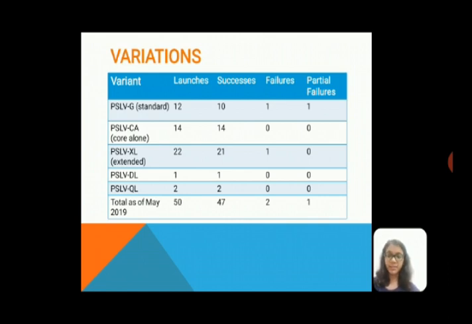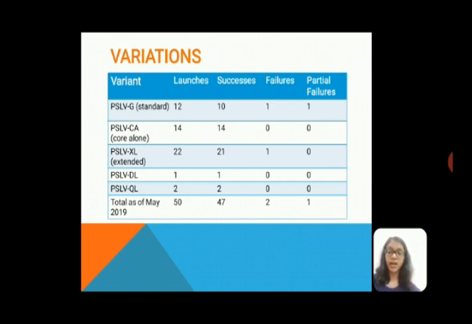PSLV XL was the most upgraded PSLV. The first use of PSLV XL was in Chandrayaan 1 by PSLV C11. The capacity of PSLV XL is 1800 kg to SSO. Let's see PSLV DL. The PSLV DL variant has only 2 strap-on boosters with 12 tons of propellant on the load. PSLV C44 on 24 January 2019 was the first flight of the PSLV DL.